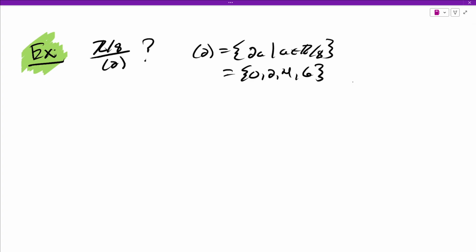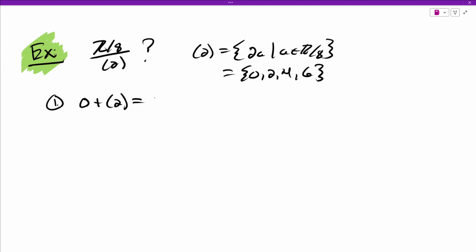So what is this? Well, we're going to do something slightly different. We're just going to figure out what it is first, and then we're going to apply the Noether isomorphism theorem to see what it is again. So let's look at cosets here.